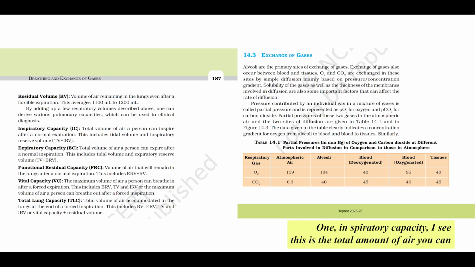1, inspiratory capacity, IC. This is the total amount of air you can inhale starting from the end of a normal, quiet expiration. So it includes your normal breath in plus your extra inspiratory effort. Formula, IC equals TV plus IRV. 2, expiratory capacity, EC. This is the total amount of air you can exhale starting from the end of a normal inspiration. It's your normal breath out plus the extra you can force out. Formula, EC equals TV plus ERV.